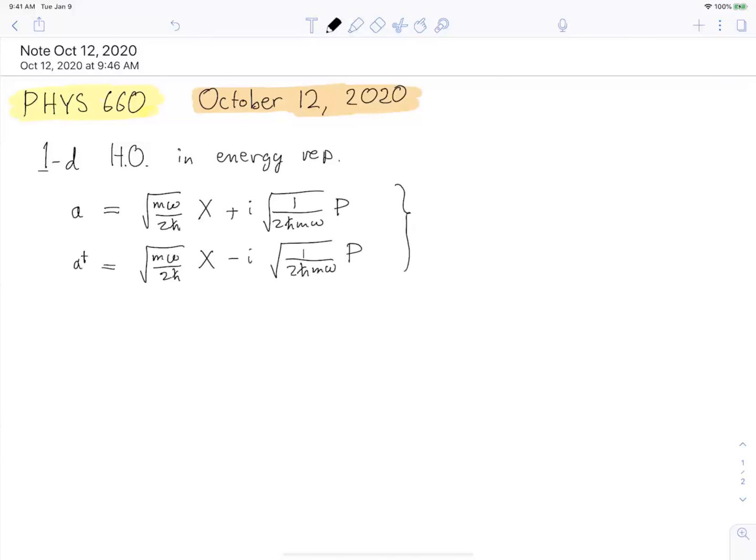And the nice thing about doing this is it then turns out that the Hamiltonian is equal to h bar omega times (a dagger a plus 1/2). And a and a dagger satisfy a very nice commutation relation: the commutator of a with a dagger is equal to just 1.